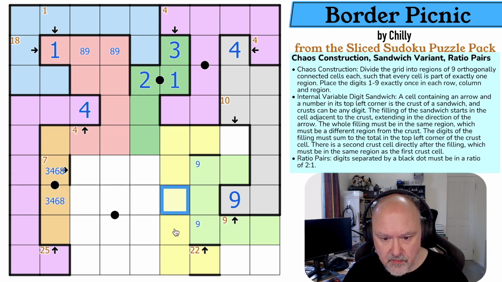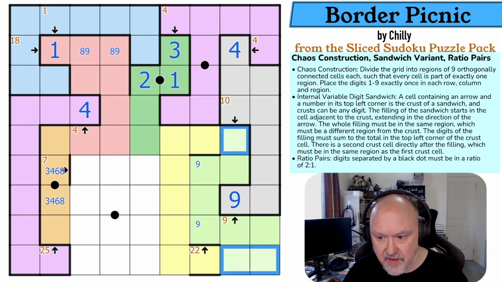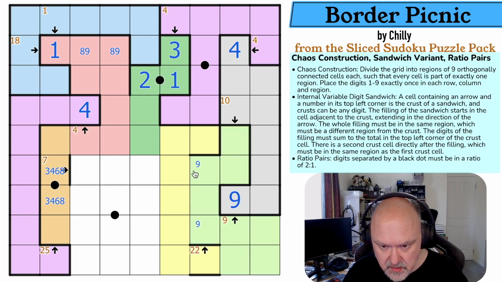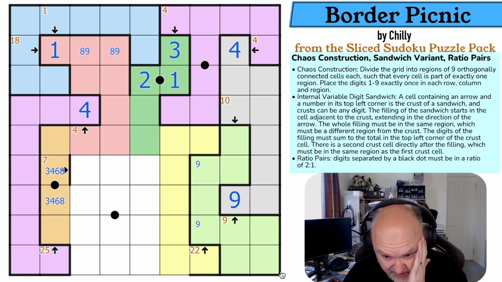1, 2, 3, 4, 5, 6, 7. But 1, 2, 3, 4, 5, 6, 7, 8, 9. These do become green, and I've locked in the green region. This is not easy. I understand people love these puzzles. I am kind of not one of them.